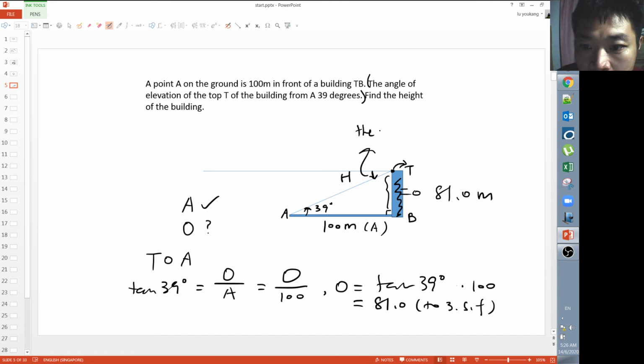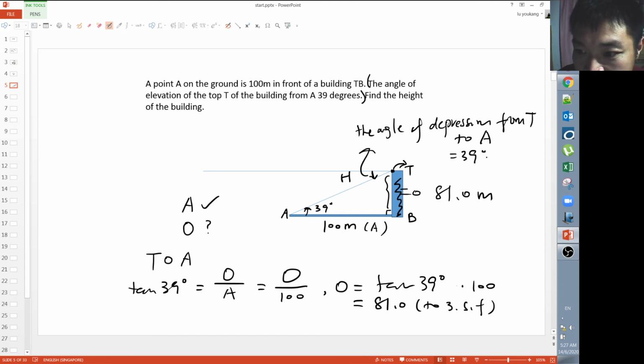So this is your angle of depression from T to A. In this case, it's 39 degrees. Why? Because I hope you can see this line and this line, they are parallel to each other, and you can actually see your Z, right? So when you make use of the concept of Z, you are using alternate angles.